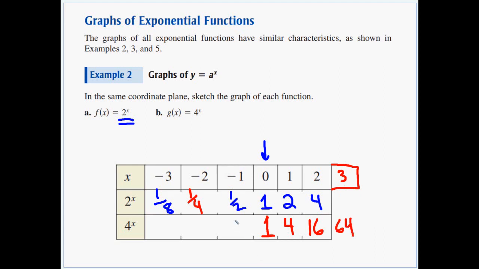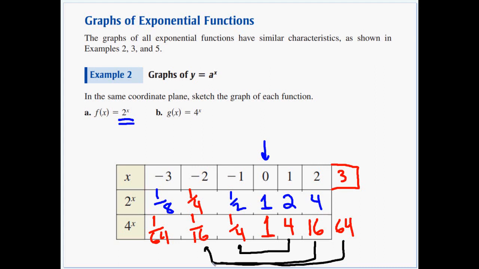Now, if we do go to the negative side of 0 here, that's going to be 4 to the -1, or 1 over 4. 4 to the -2, or 1 over 4 squared. 4 to the -3, 1 over 4 cubed. And again, we can see that reciprocal relationship, 4 to a fourth, 16 to a 16th, 64 to a 64th.